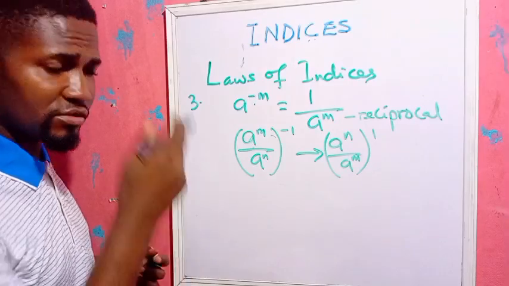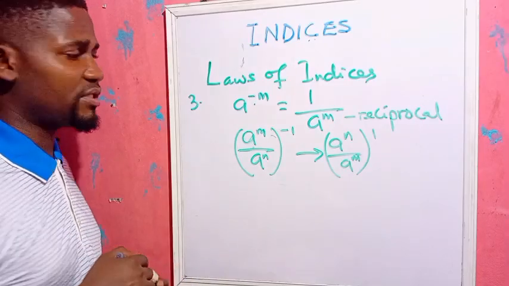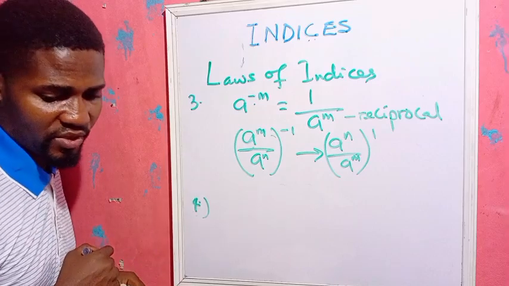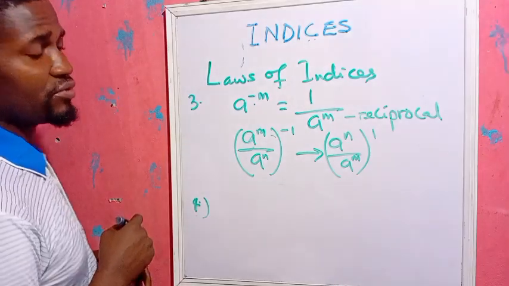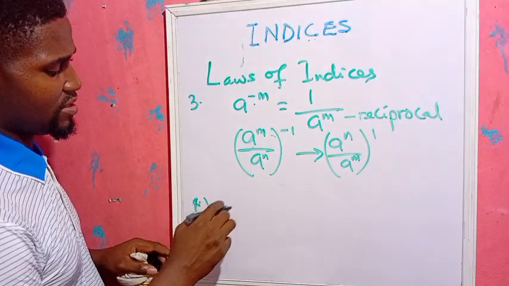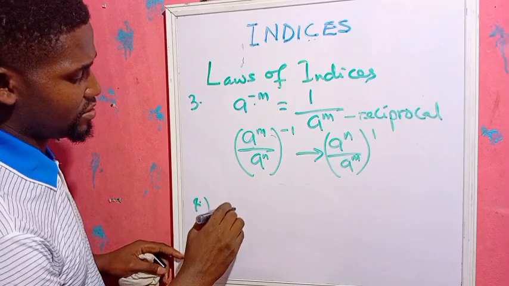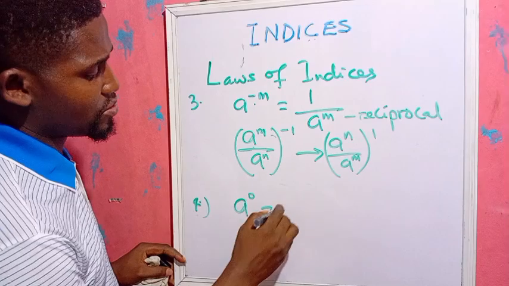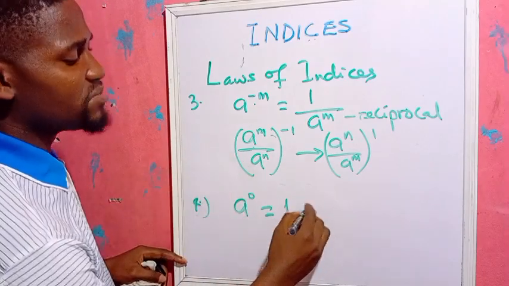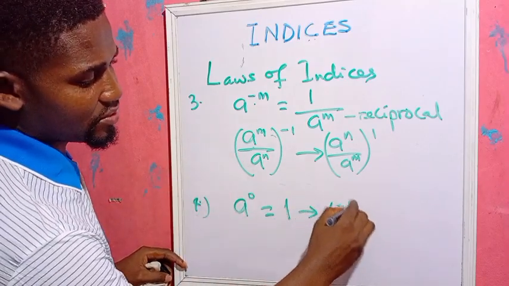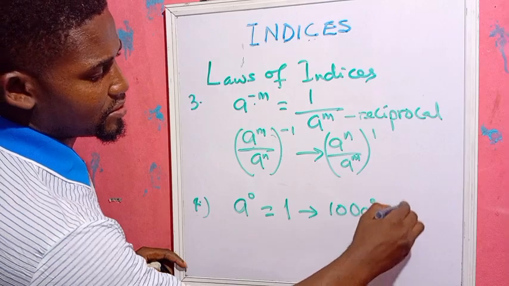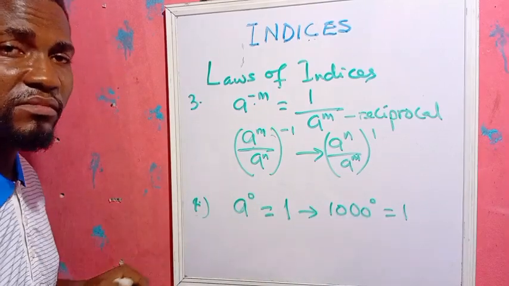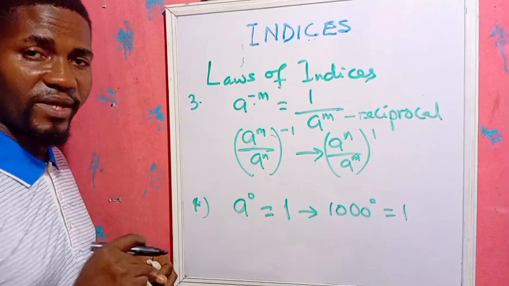Okay, let's just go ahead. We'll still solve examples relating to this. Number 4 now. We have another rule which says an index of 0. If you have a raised to the power 0, any number raised to the power 0 is equal to 1. This means that 1000 raised to the power 0 is equal to 1. Any number, once the index is 0, is equivalent to 1.